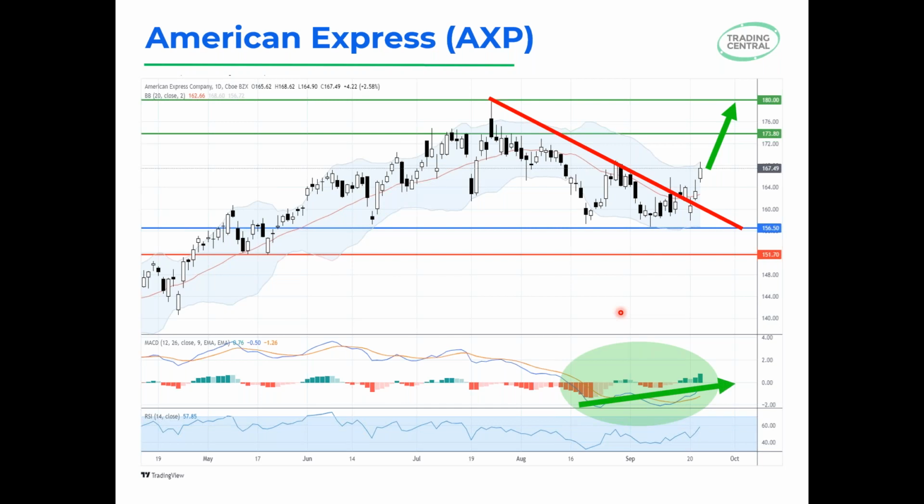Okay, you see those are negative, I call them negative hills, getting smaller, and the positive, the green ones, are getting bigger. This is a good setup, we call it good momentum for the stock. So you can have a look at this one, American Express, AXP, US.